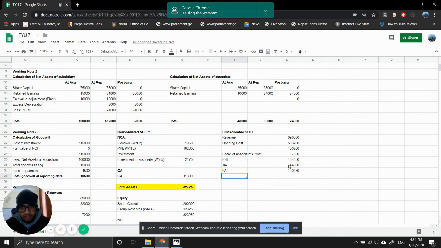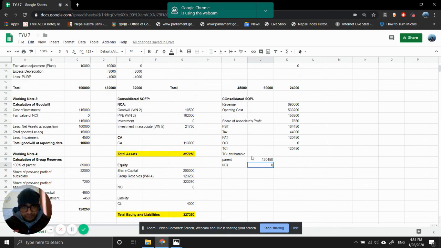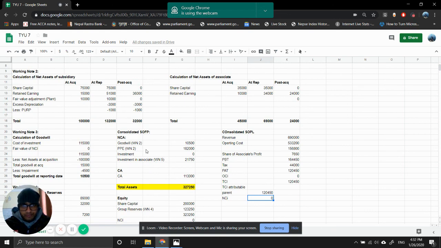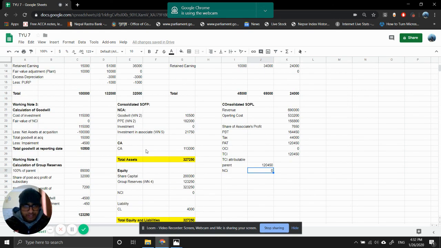So OCI is not there, 0. Total comprehensive income is this. NCI attributable, parent NCI, right? So there is no NCI, so no need to worry about that. So normally, otherwise, what you do is this minus your NCI value, and that gives you the parent's income. So that's it, pretty much, guys. So that's all. Yep, that's it.